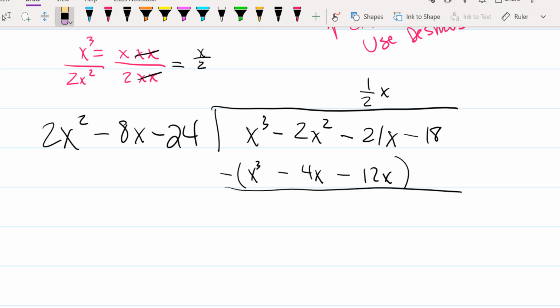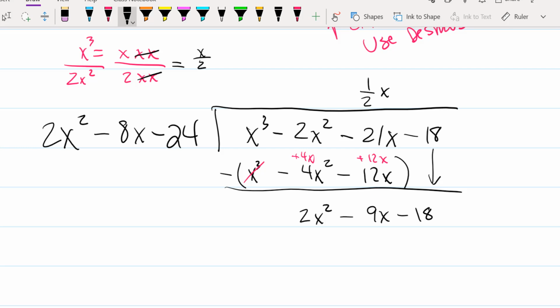Now, when we subtract these two terms, be real careful here, because don't forget to switch the signs. First term, that's going to cancel out. This minus 4x is going to change to plus 4x, and when I combine those two terms, I'll get a 2x squared. And then lastly, when I combine the minus 21, and this is going to switch to plus 12x, that is going to give us minus 9x. And then don't forget, bring down the minus 18.